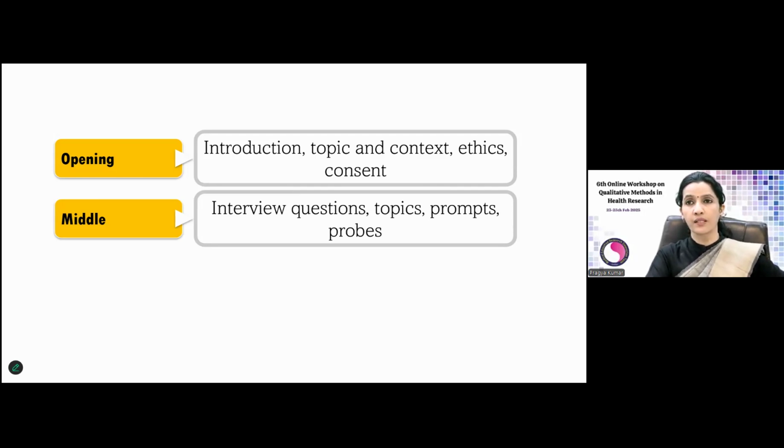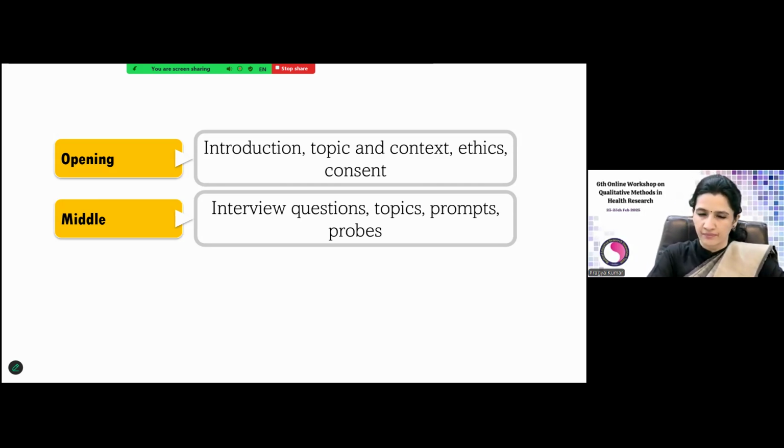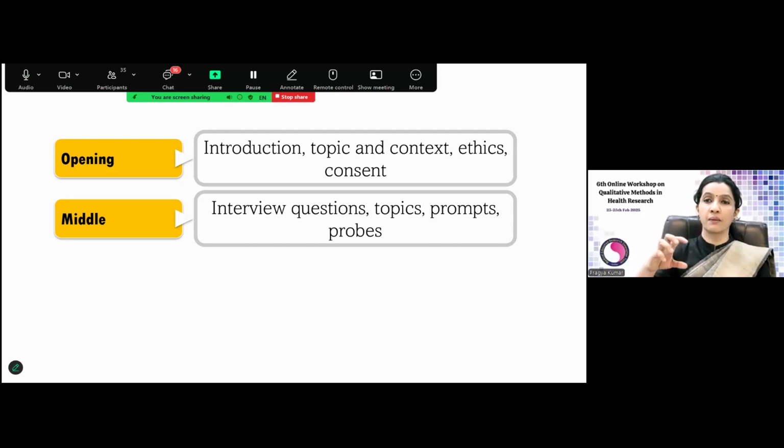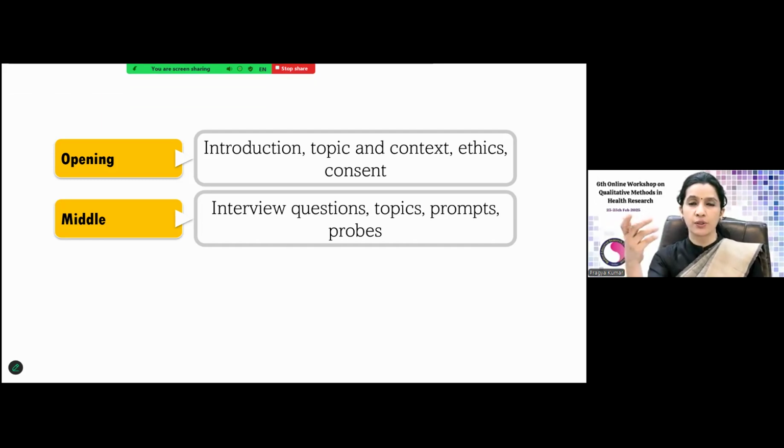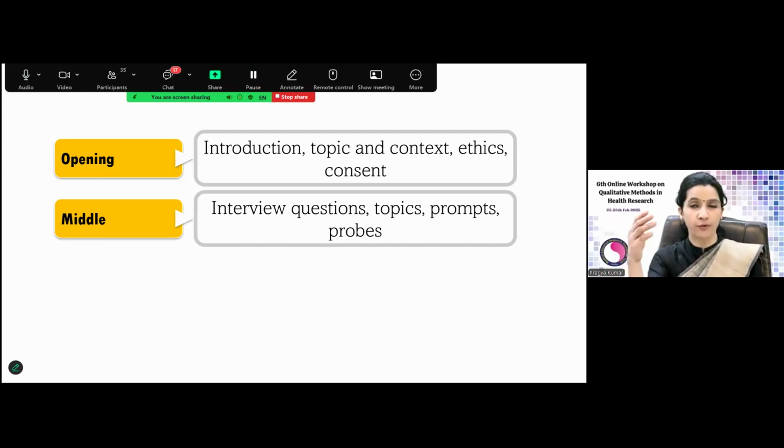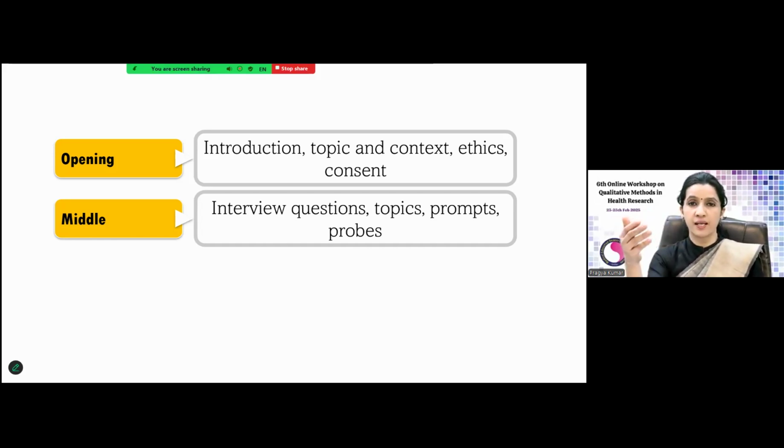Probing is you want to explore further, whereas prompts are you're nudging them, encouraging them to open up more. Very right. So prompting is enabling them, helping them, saying some word so that they understand they have to answer. That is the prompt. And probing is to dig further. If there's something, you go on exploring. So that is your probing.